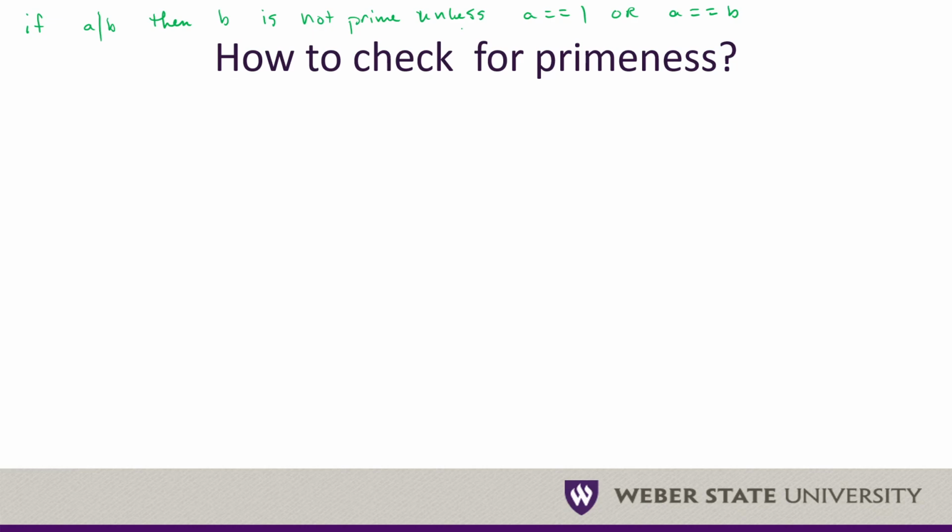But how far do we have to go? I can loop through all the numbers less than it, right? If it's divisible by any of them, then I'm going to wind up saying that it's not a prime number. Do I have to go to all the numbers up through the number n that I entered?